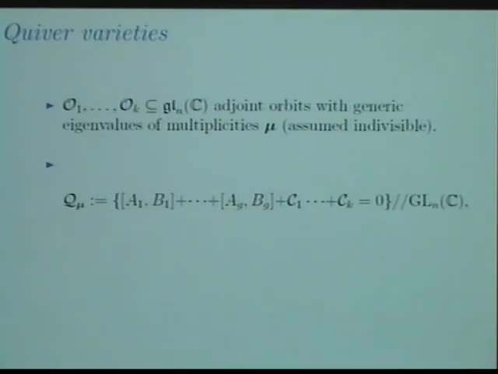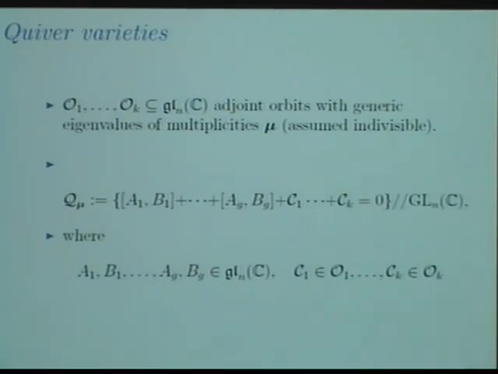Here the A's and the B's are matrices in the Lie algebra of GLN of C, and the C's are in the given adjoint orbit. So this is a concrete description of the quiver variety, and it's very tempting to imagine that we have a multiplicative version and an additive version, and then we can go from one to the other by taking the logarithm. And that is certainly tempting, but that's as far as it goes, at least for the moment.